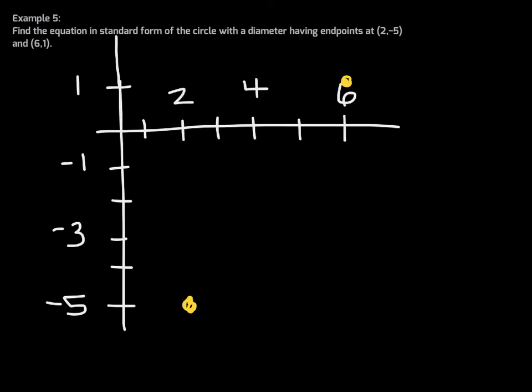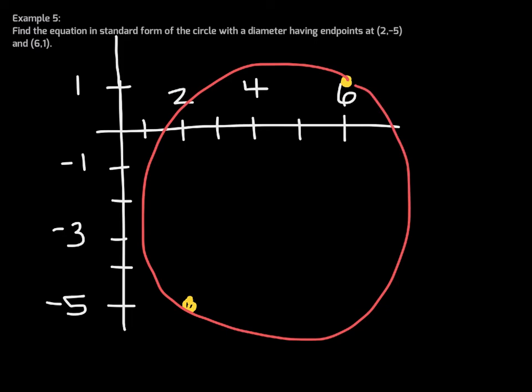Now this one's interesting. Find the equation in standard form of the circle with a diameter having endpoints 2, -5, and 6, 1. I think for this one especially, we're going to draw a picture to get a visual. So here's my Cartesian plane. I have those endpoints for the diameter, and we know the circle goes through these 2 points. So then we have something like this, okay, everybody?